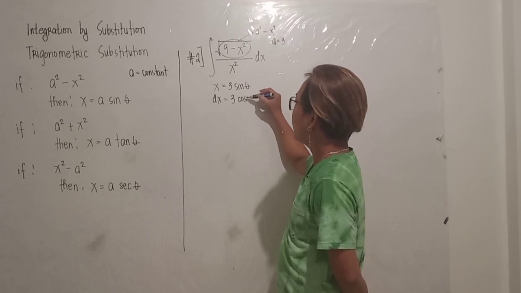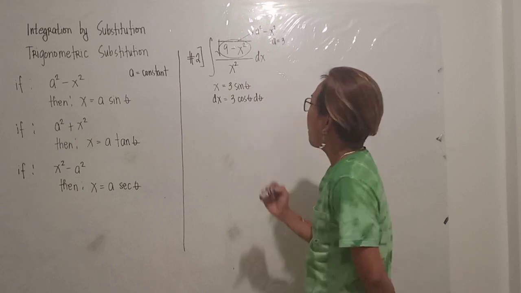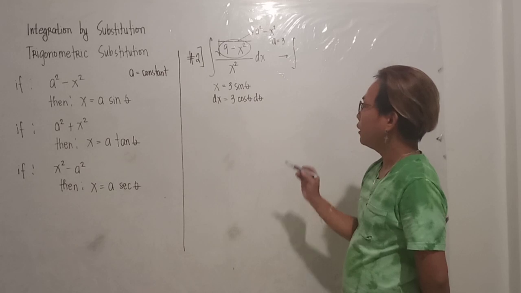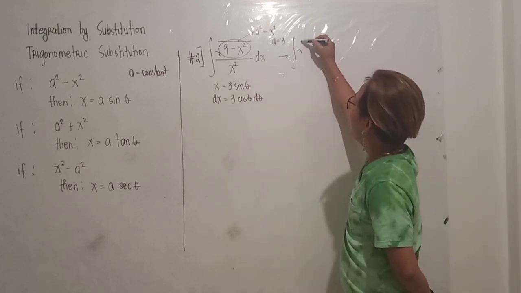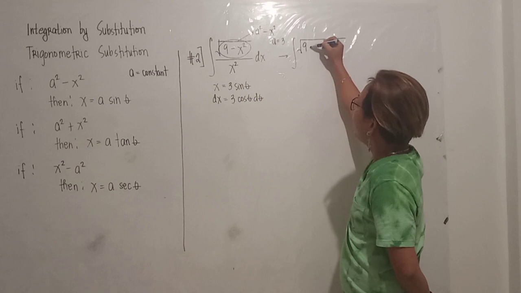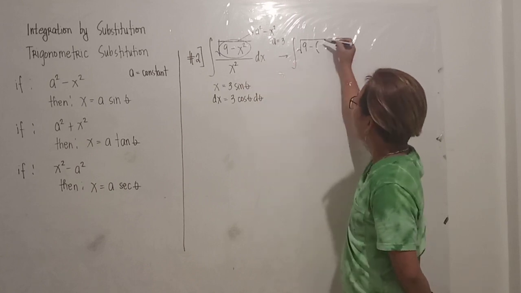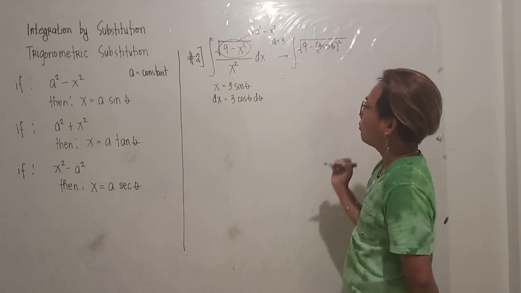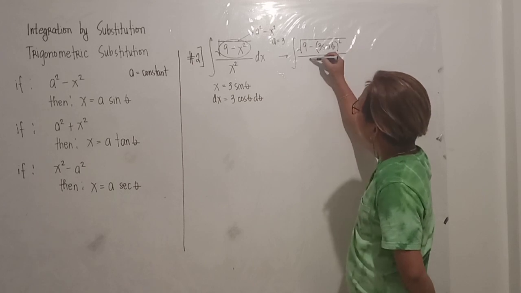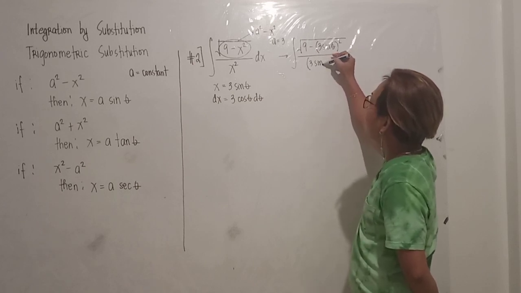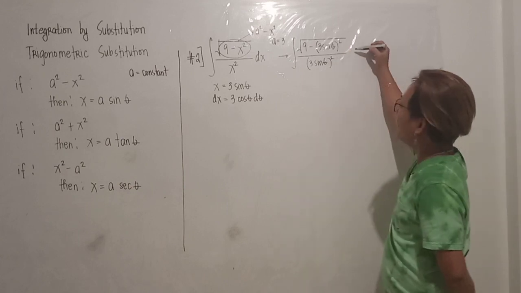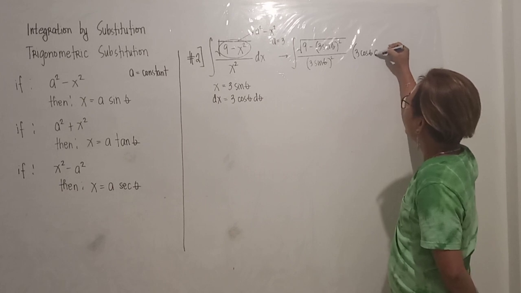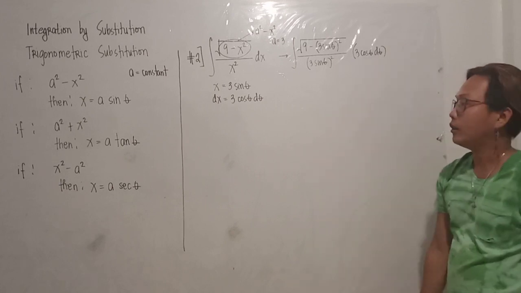sine theta is cosine theta with respect to theta. So you have to substitute. You will now have the square root of 9 minus the value of x, which is 3 sine theta squared, over x, which is 3 sine theta squared. Then the value of dx is 3 cosine theta d theta.